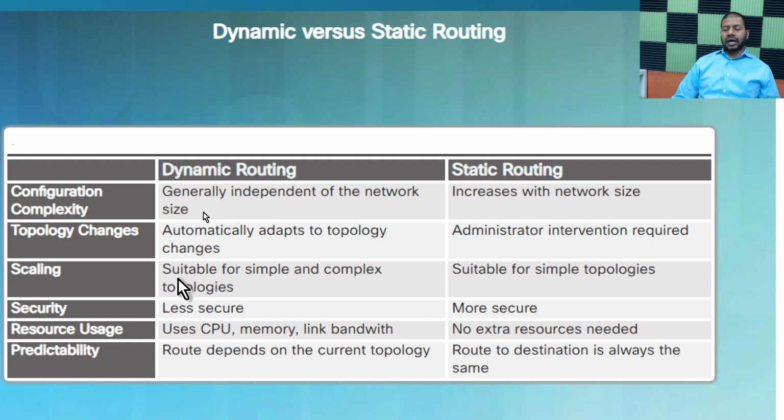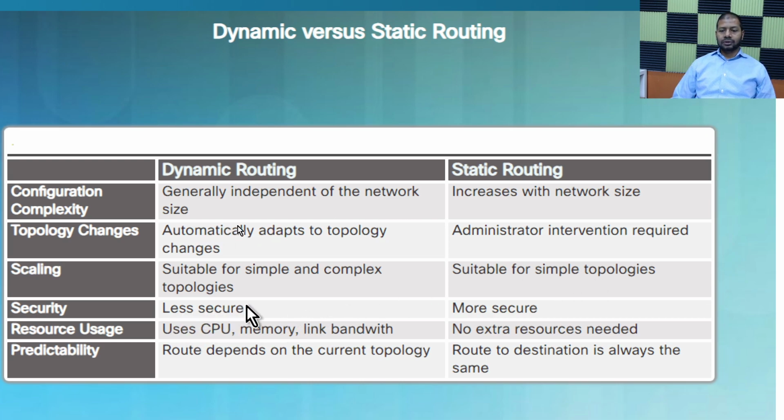Scaling. Dynamic routing is suitable for simple and complex topologies. It is good for any topology, scaling-wise, meaning if you want to make it big, all of a sudden add more routers, change the topology, make changes to your network, dynamic routing is going to adapt to it by itself. And static routing is suitable for simple topologies. As long as your network is simple and routes are not changing, these are all known routes, those you can write down manually, statically.